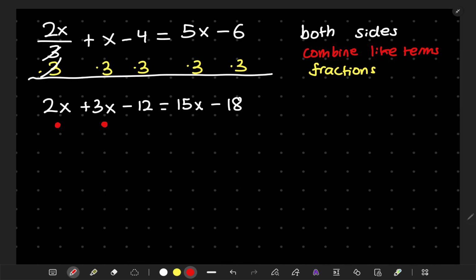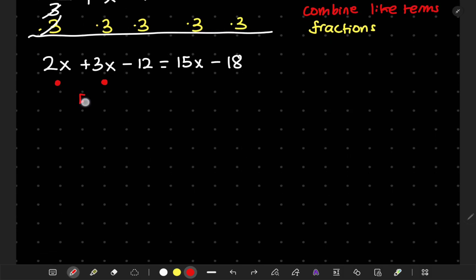Can I combine the 2x and the 3x with this one? No. The answer is no. And the reason why is because this one is separated by an equal sign. You can't combine them when they're on different sides. So I'm going to combine the 2x plus 3x, giving me 5x. And I'm going to continue on with the rest.